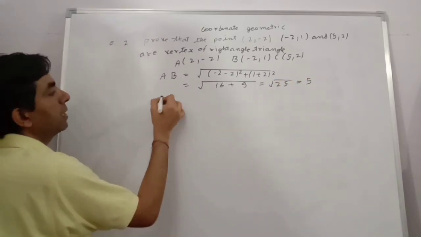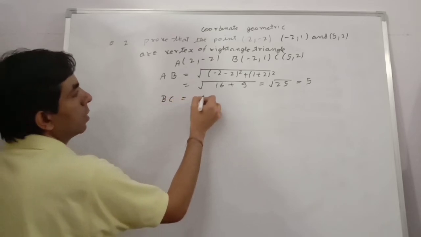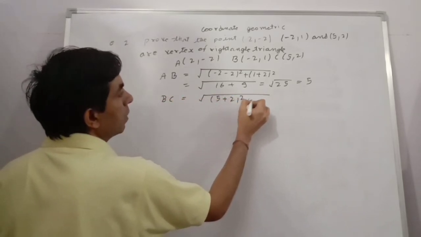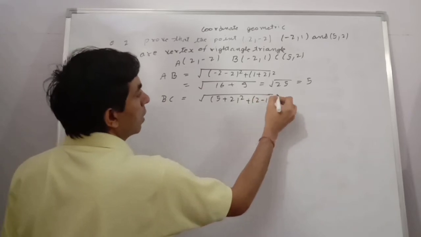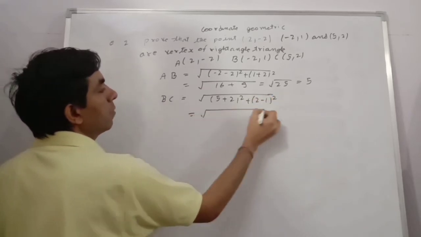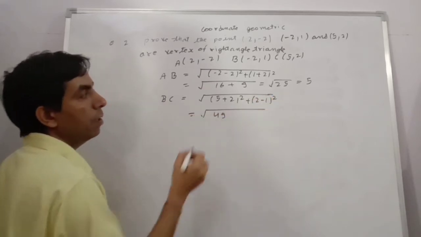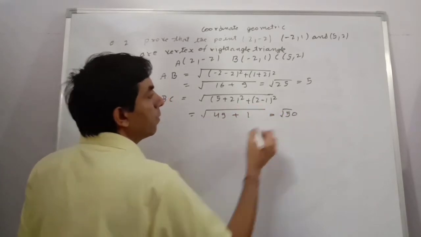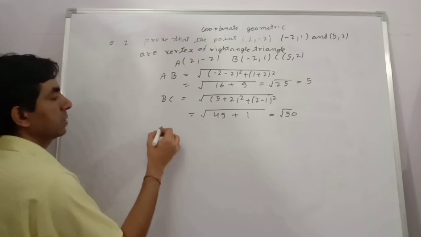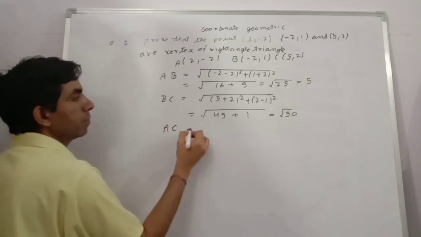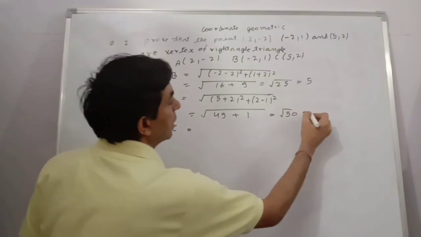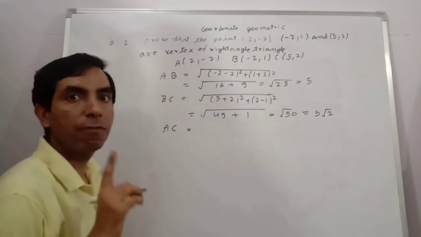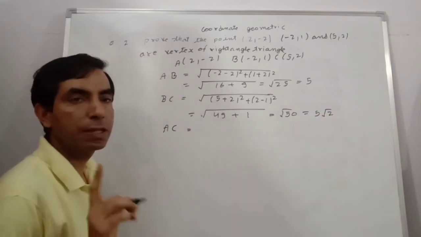Next, BC: root of (5 + 2) whole square plus (2 - 1) whole square. 5 plus 2 whole square is 49 and 2 minus 1 whole square is 1, which means root 50. Root 50. By factorization we can also change it to 5 root 2, because by factorization 5 makes a pair but 2 does not make a pair.